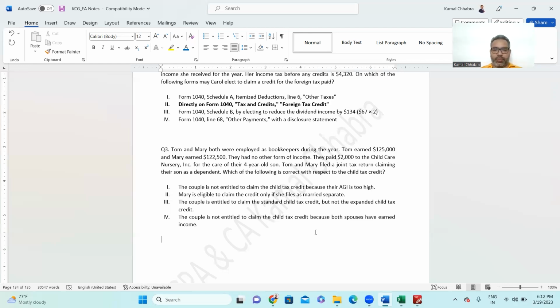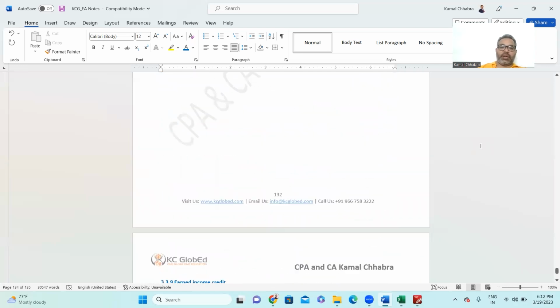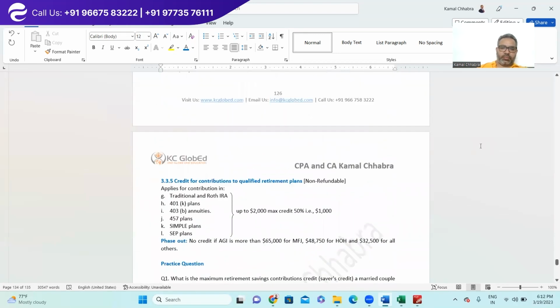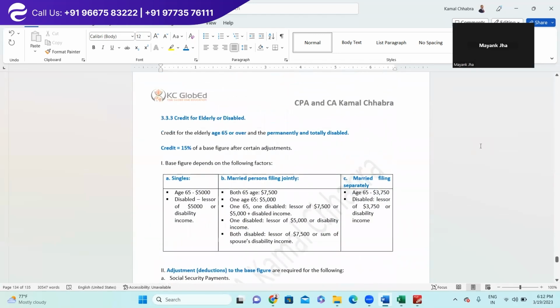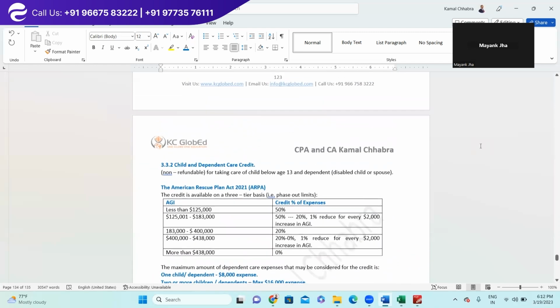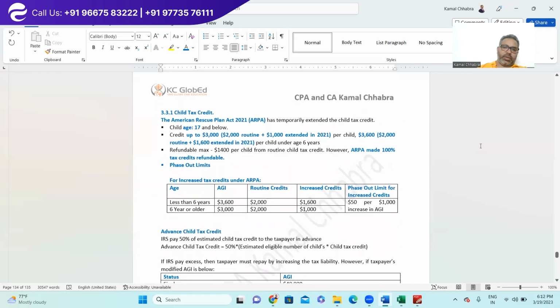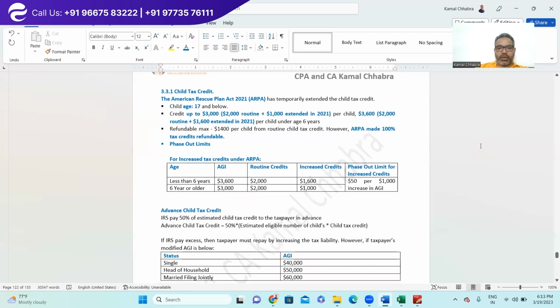What is the call of the question? Which of the following statement is correct with respect to child tax credit? So, do you want me to go back again to the child tax credit rules? Sir, in the second option, it's written Mary is entitled to claim only if she files separate. So that will be the case for Tom also, right, sir? Yeah, look at this child tax credit. The child should be under age 17, so at 4 years, it's eligible, right?